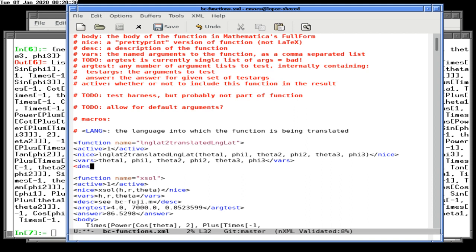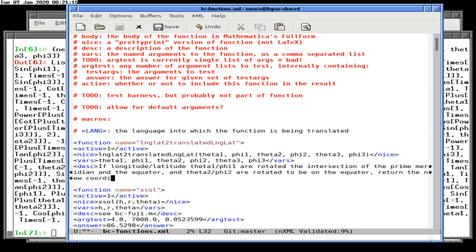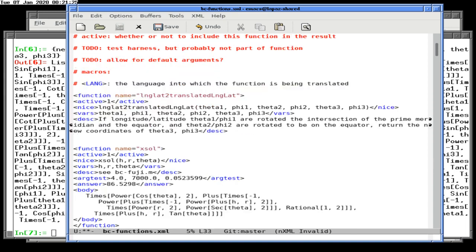Description. If theta 1 phi 1, okay, longitude, latitude, theta 1 phi 1 are rotated to the intersection of the prime meridian and the equator, and theta 2 phi 2 are rotated to be on the equator. Return the new coordinates of theta 3 phi 3. That's what this does. We're not going to give it a test right now, but we are going to do this.